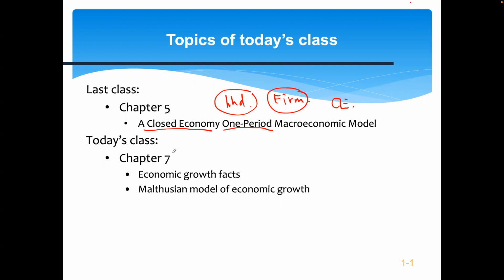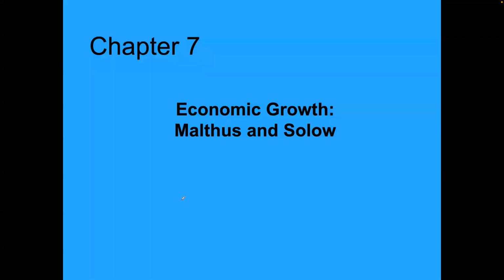So now we are going to move to a new chapter, chapter 7. In this chapter, we are going to study economic growth. First, we're going to look at a few stylized facts regarding economic growth. Based on these stylized facts, we are going to build a few models to explain those stylized facts. The first model we're going to study is called the Malthus model of economic growth. So this is the main topic of today's class.